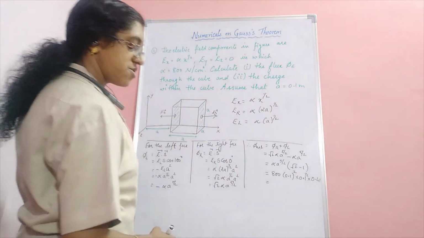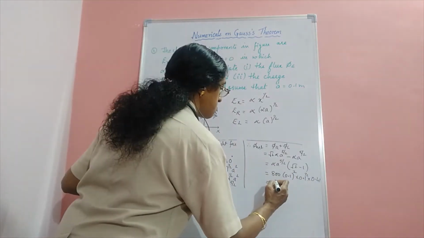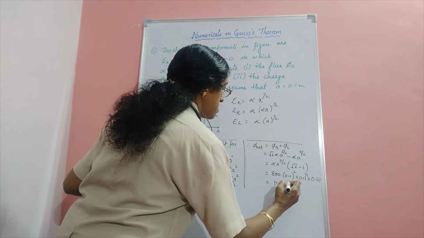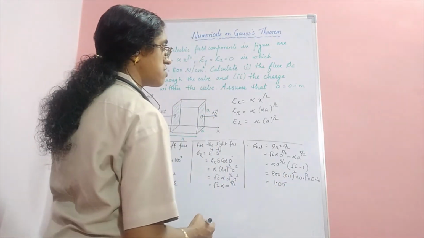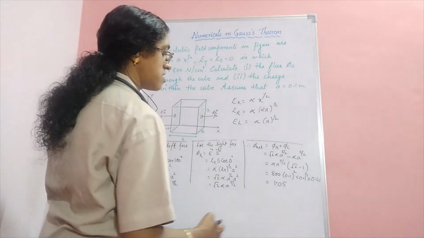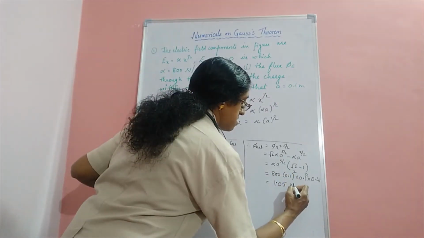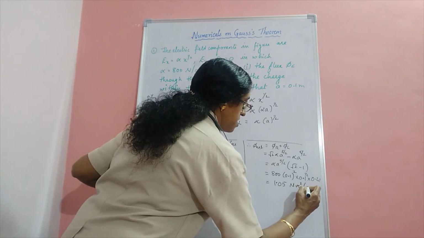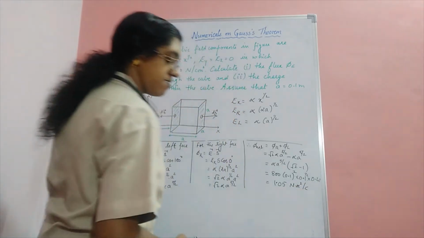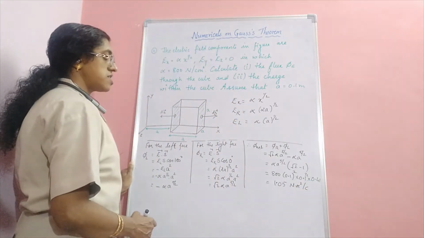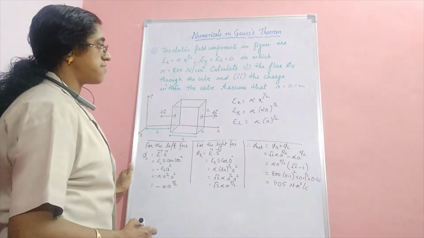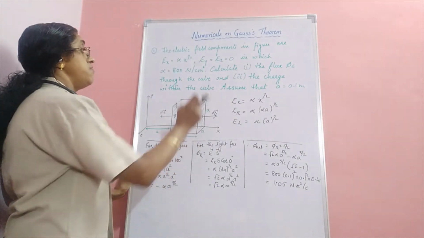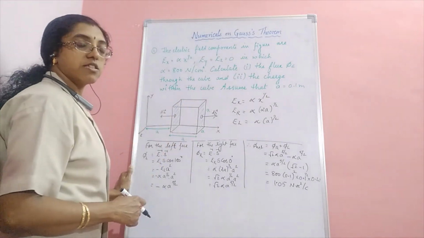Substituting the value, we get the result to be 1.05. Now the SI unit of flux is Newton meter square per coulomb. So this is the solution for the net flux through the surface. Now we need to calculate the charge within the cube.